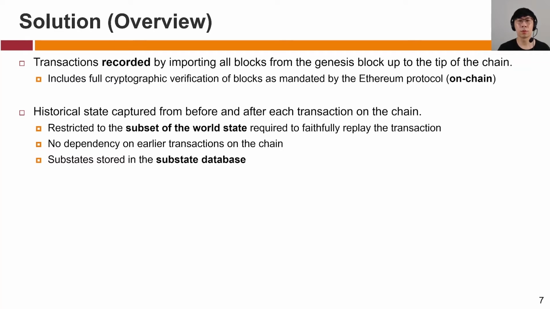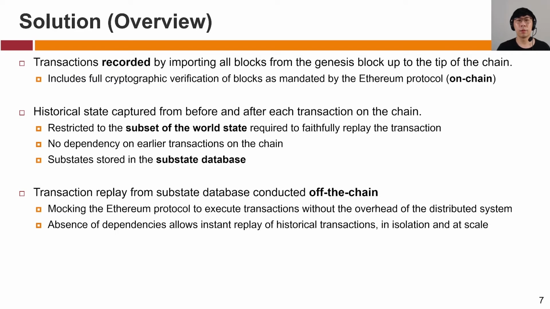Our recorder stores substate records in the substate database. Transaction replay from the substate database is conducted off the chain in isolation. Our replayer mocks on-chain features to execute transactions without the overhead of the distributed system. Absence of dependencies on prior transactions allows instant replay of historical transactions off the chain in isolation and at scale.